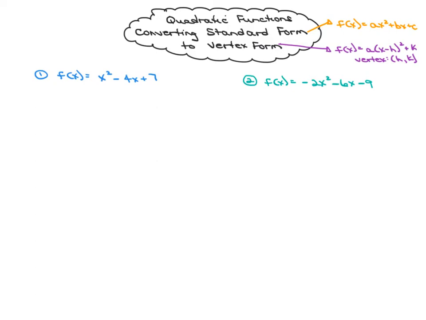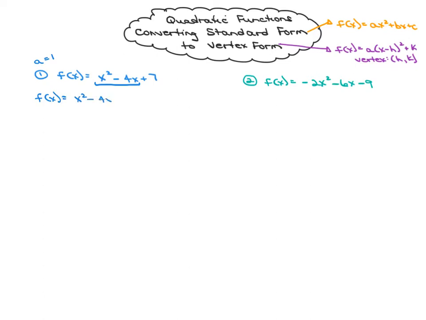Welcome. In this video, I'm going to demonstrate one possible strategy that can be used to convert a quadratic function that's in standard form to one that's in vertex form. We'll start with the simpler case where a is equal to 1. I'm going to be focusing on just the variable terms to complete the square.